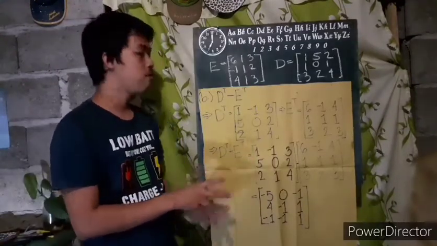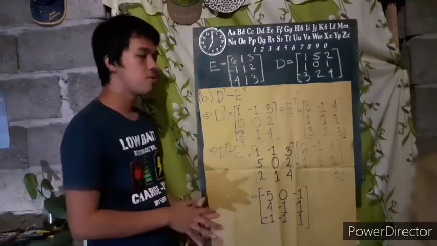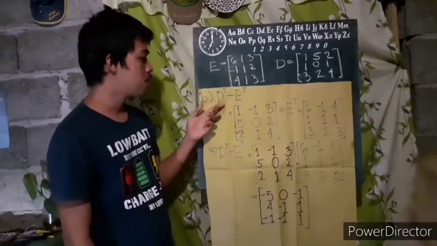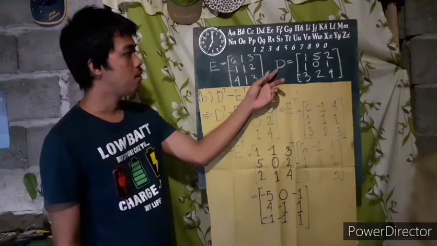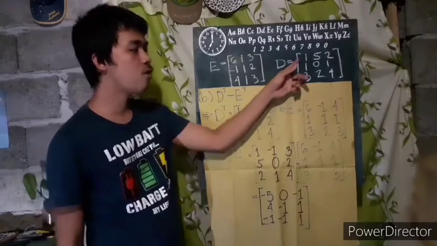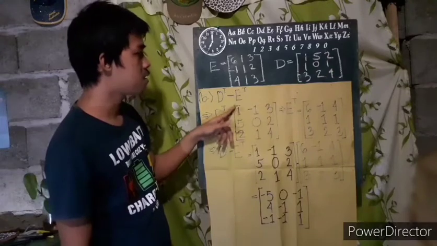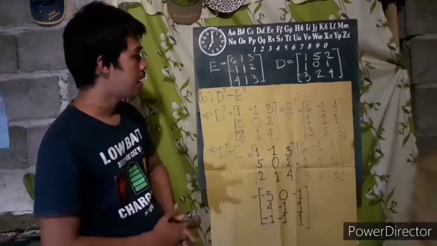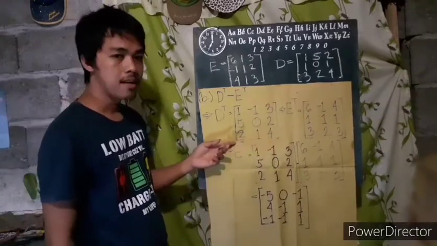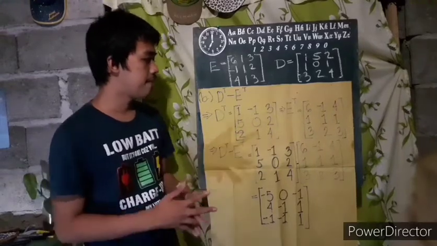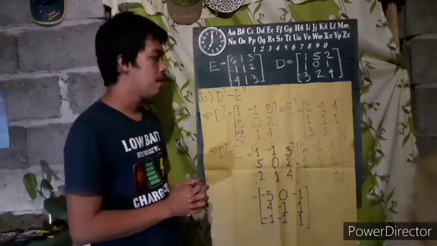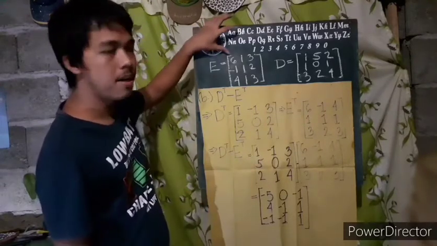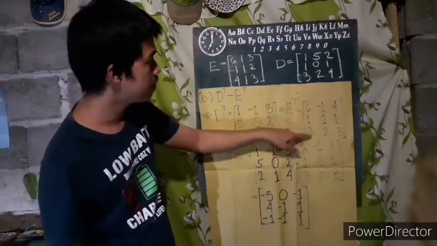Next, let's find B. We have a given expression of transpose D subtracted by transpose E. So first, we need to find the transpose of D. So we have matrix D here. Just simply make your row into column. As you can see, the rows of D become columns. And now we have this answer, the matrix. And next we find transpose E. So just like D, we make our row into column. See that?